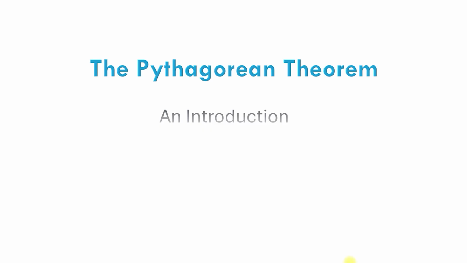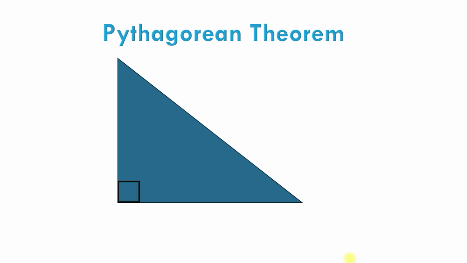Welcome to our introduction on the Pythagorean theorem. The triangle shown here is a right-angled triangle. The square symbol on the bottom left tells us that that particular angle is 90 degrees.